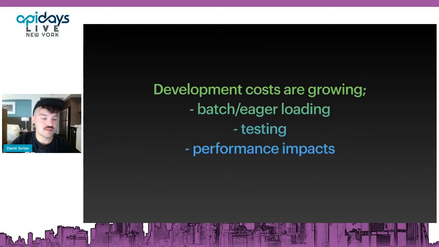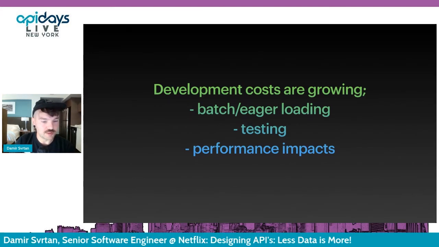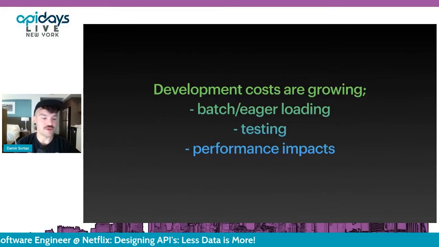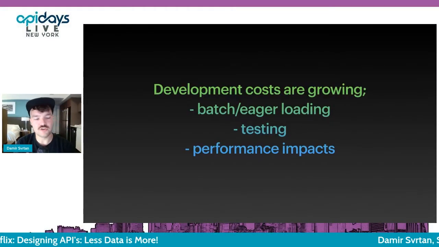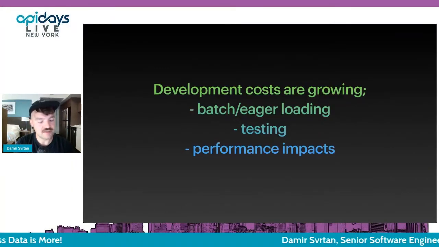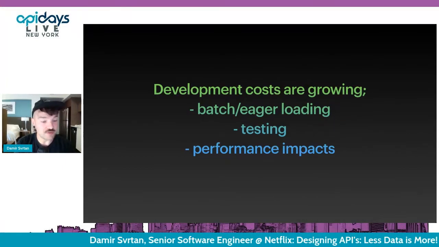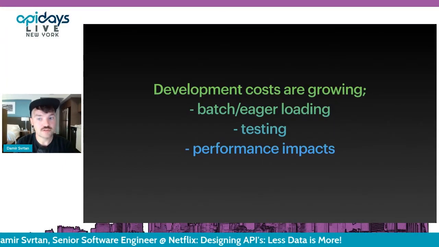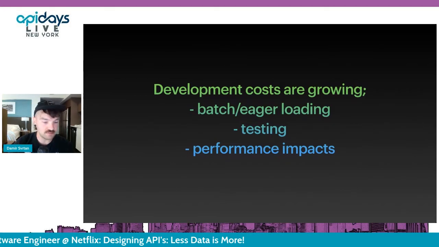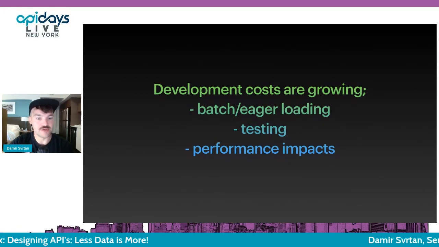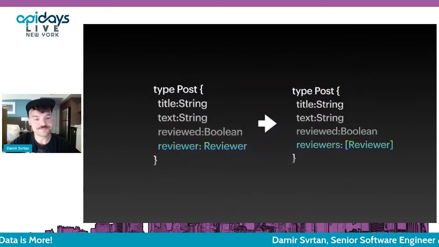Well, now, what did we do with this? Development costs are growing. We potentially need to do some kind of batch or eager loading. We need to test out whether the reviewer is loading appropriately. And then we're potentially having performance impacts, again really depending on what kind of API you're building. If you have APIs where you can pick and choose which fields, it might be okay. If every time we're loading a post, we're also loading a reviewer, that's really, really bad because we're adding negative performance impacts. We're adding latency to those calls.